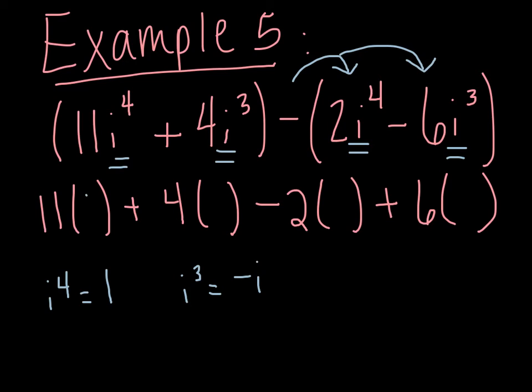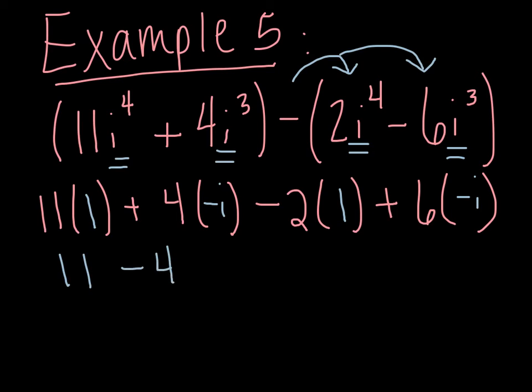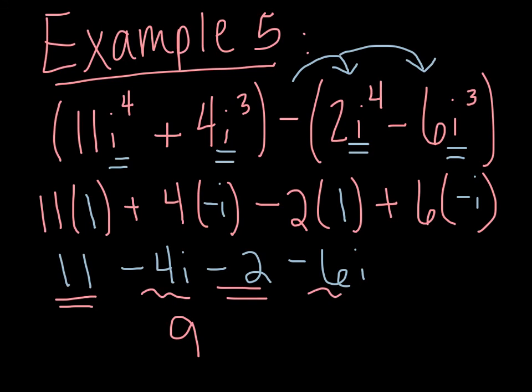So i to the fourth is 1. I'm also going to put it here, 1. And then our i to the third next to the 4 is going to be negative i, negative i. Alright, from here, we're going to then simplify this. So now we're looking at our i's as a power of 1, so we are in good shape. So we get 11 minus 4i minus 2 minus 6i. So let's combine our like terms. Our real part, which is 11 and negative 2, we're going to get 9. Our imaginary part, negative 4i and negative 6i, is going to give us negative 10i.